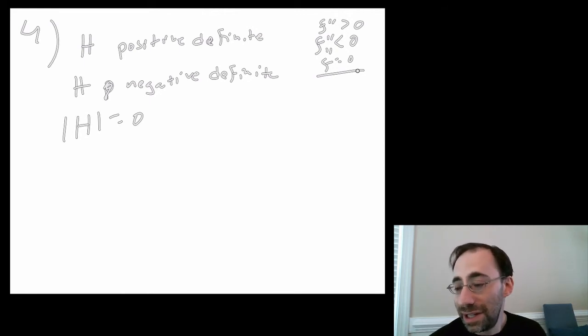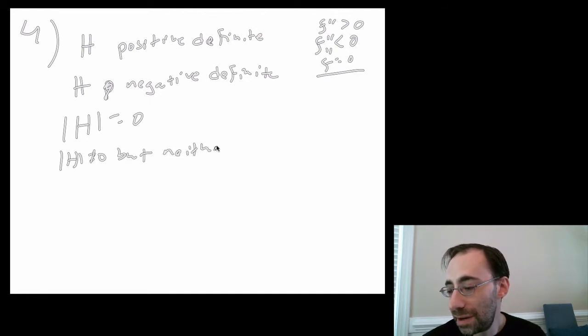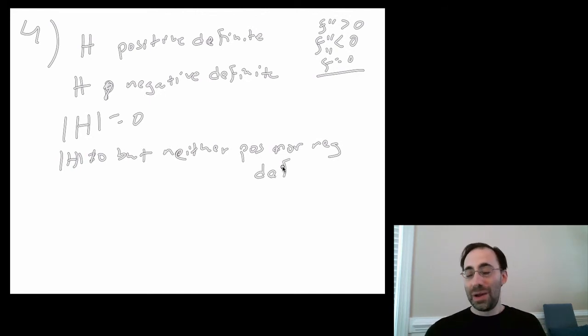The other possibility is it's not 0, but it's neither positive nor negative definite. In that case, you have a saddle point. We discussed this earlier in 1 dimension, but a saddle point in 2 or more dimensions looks a lot like a saddle, right?